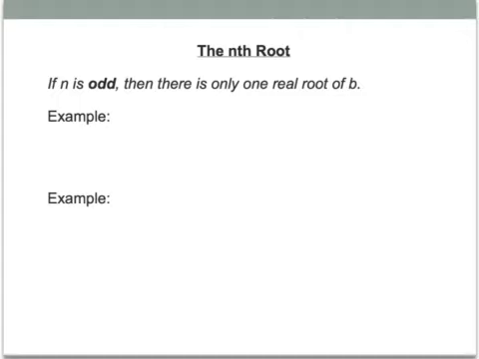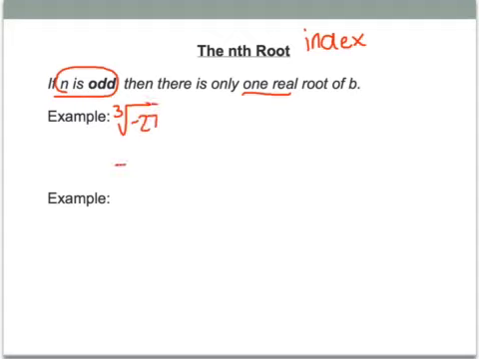So when I say the nth root, I'm still referring to the index. And specifically, I want to refer to when the index is odd. That means the cube root, the fifth root. Whenever that occurs, then there is only one real root of b. For example, let's say you have the cube root of negative 27. Now I'm asking you what number times itself 3 times gives you negative 27?